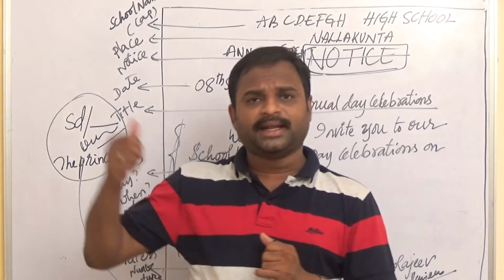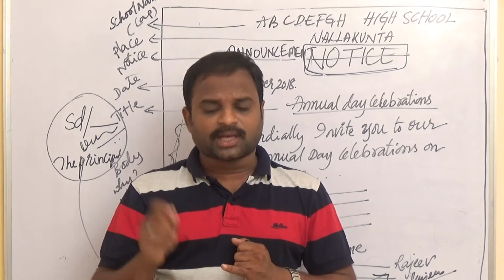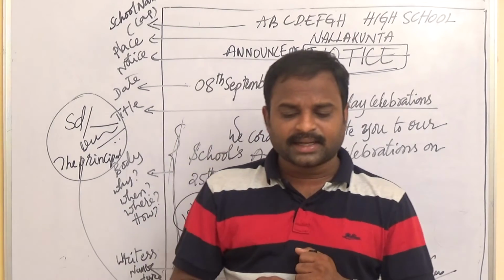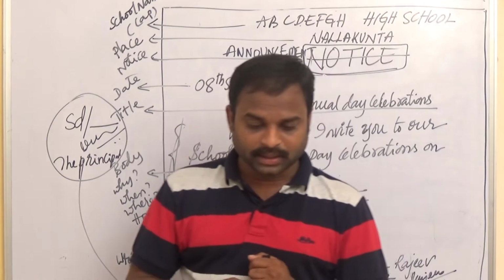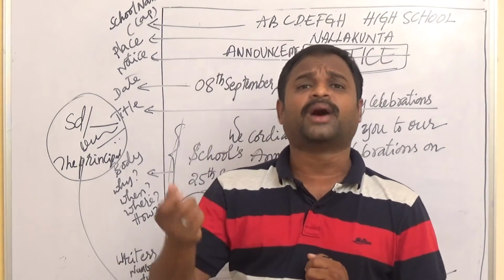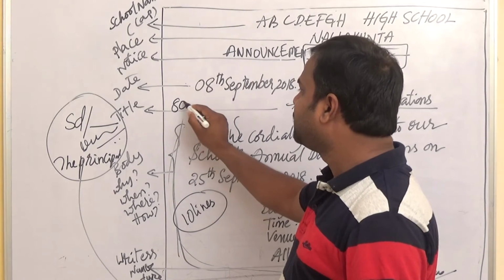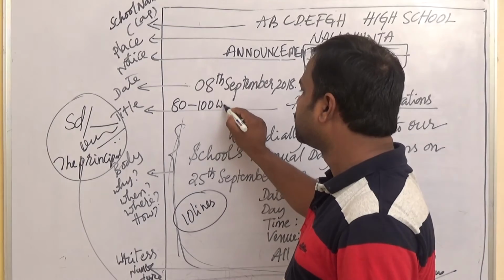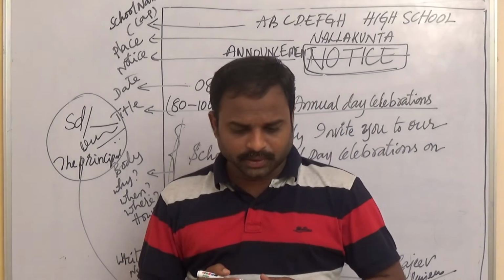Next, put the date. And afterwards write the message, the purpose, the venue, the time, the agenda, etc. in the body of the notice. The agenda is also very important. Now don't try to exceed more than 80 to 100 words. That is one more thing we need to remember. Have a limit of 100 words.